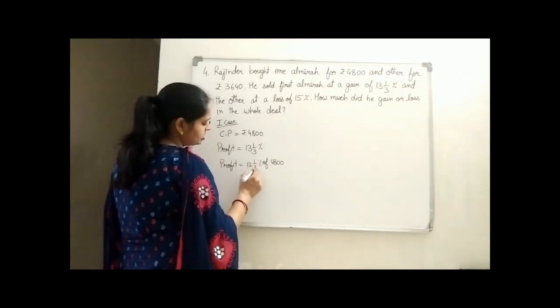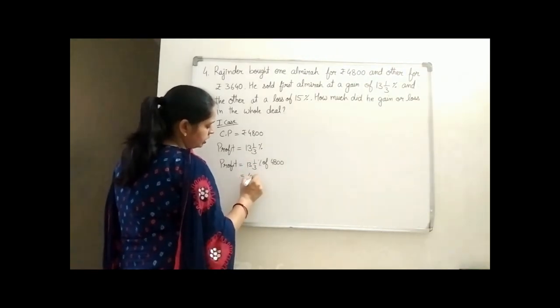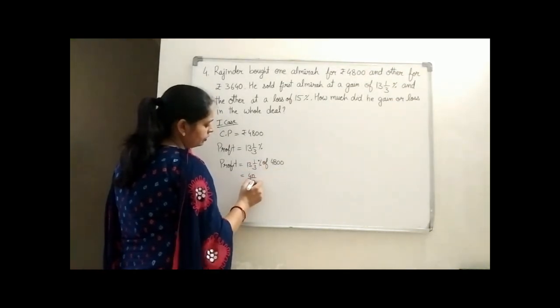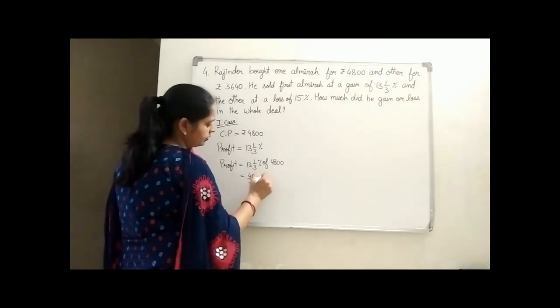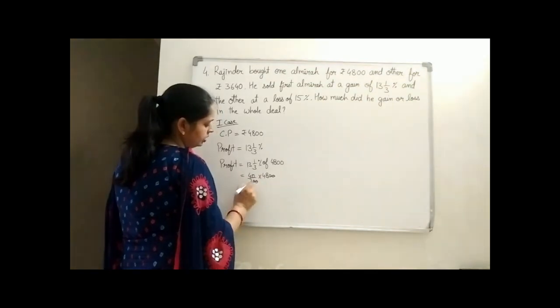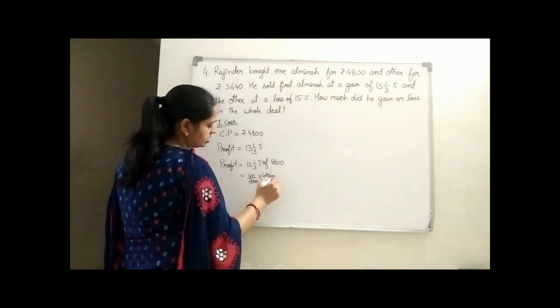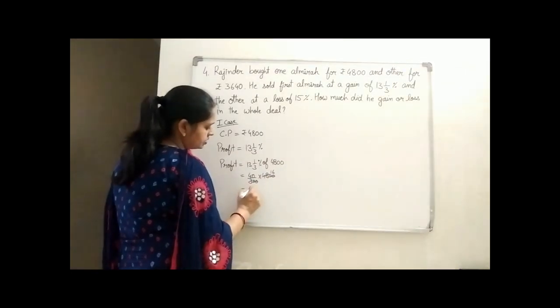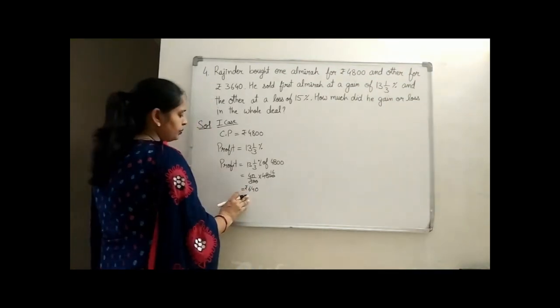13 1/3 means 13 3s are 39 plus 1, 40/3. And if we remove the percentage symbol, what will happen? 1 upon 100 will come. So we are having 40 upon 300 of 4800. These two can get cancelled. Even this can get cancelled. 3 1s are and 3 6s are 18. 16 4s are 64. So 640. 640 rupees he is getting as profit in this.